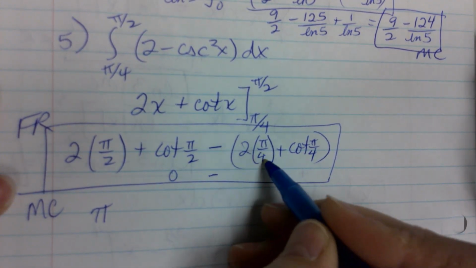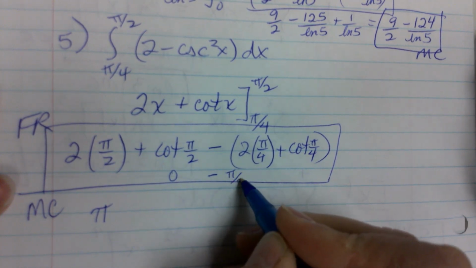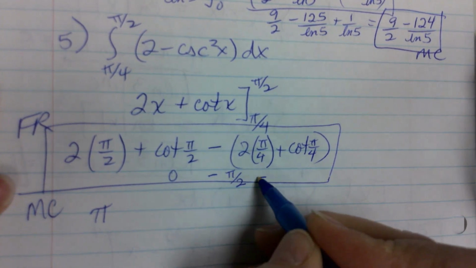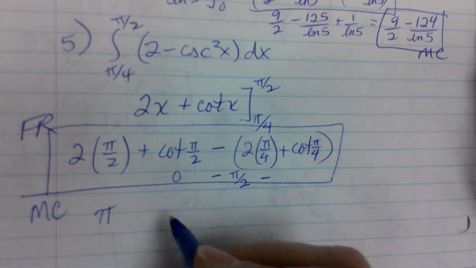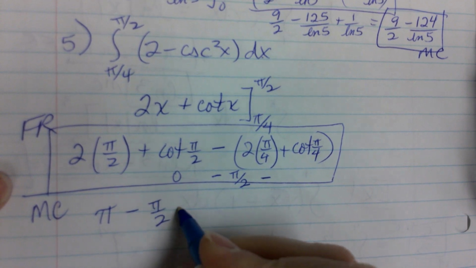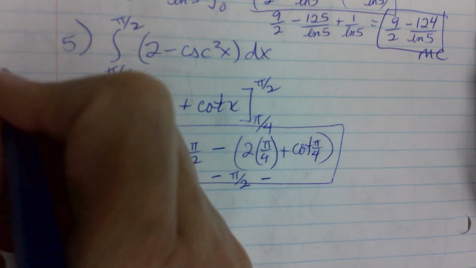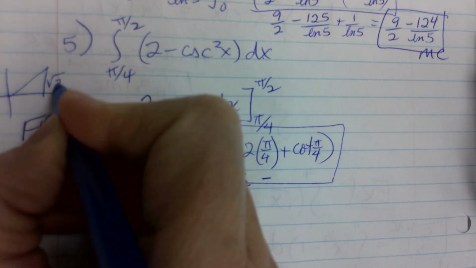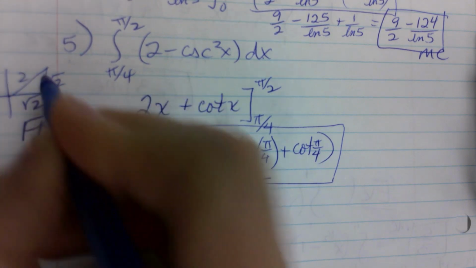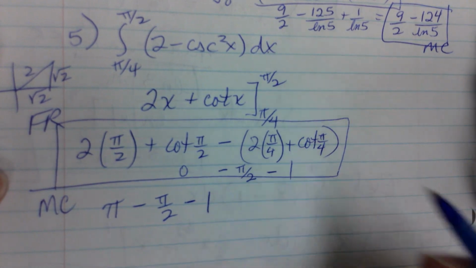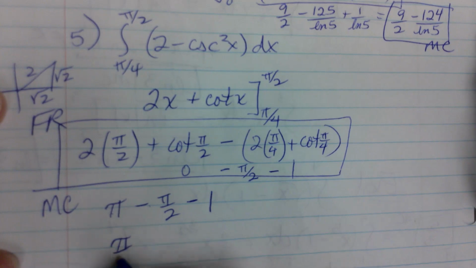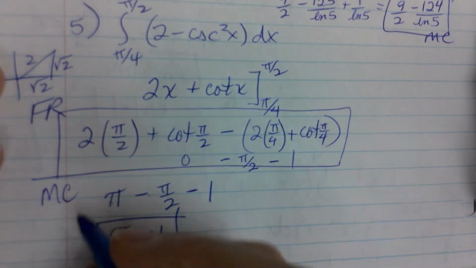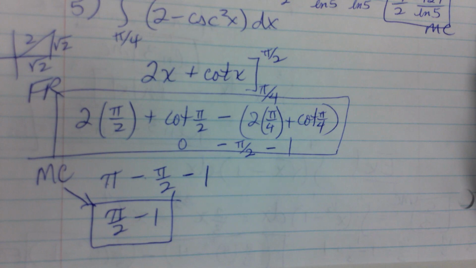What happens with the 2 and the 4? Cancels. 1/2 minus the cotangent of pi over 4, now, is a 1, right? Pi over 4 is a 45 degree angle. Both the adjacent and opposite are the same, so it's 1. What's pi minus pi over 2? There's our multiple choice answer. Whew.